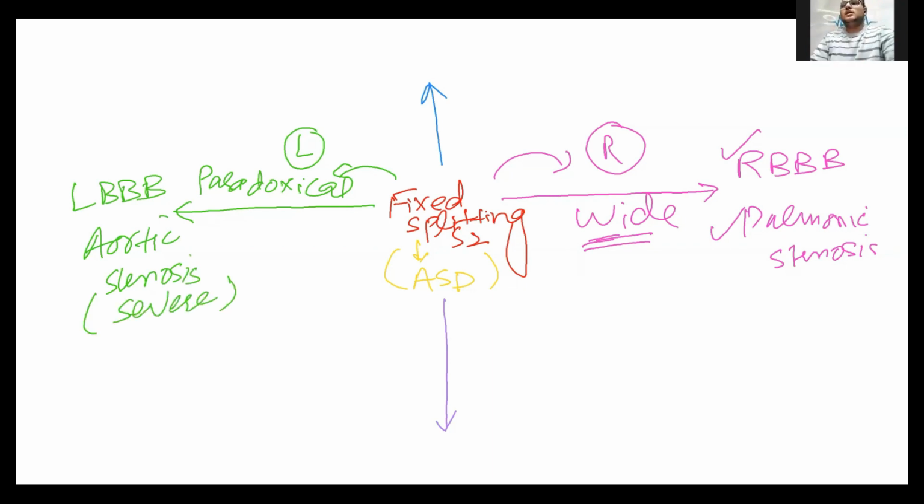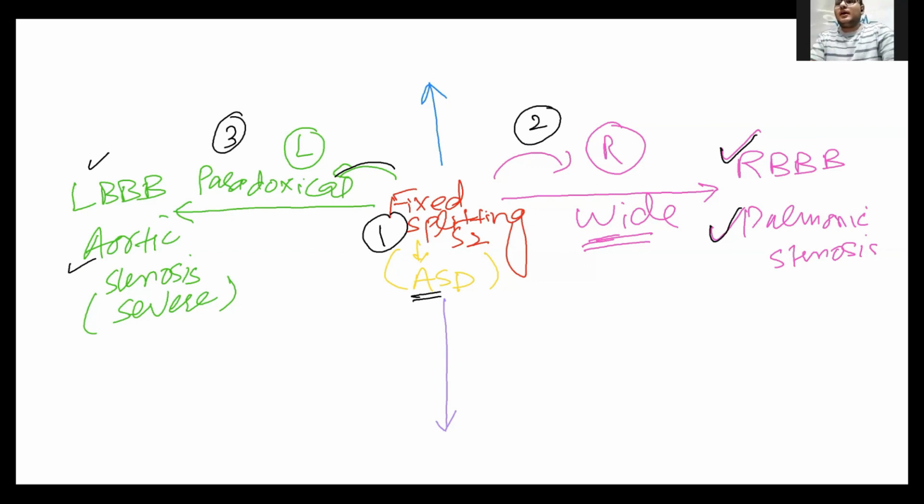This is very important. Okay, so what we have discussed: number one, there is a fixed splitting, which is atrial septal defect. Number two, on the right side there is a wide splitting, so there will be the right bundle branch block and right-sided pulmonic stenosis. On the left side, the third point is paradoxical splitting, so it will be the left bundle branch block and left-sided valve stenosis, that is aortic stenosis. Okay, then the fourth point.